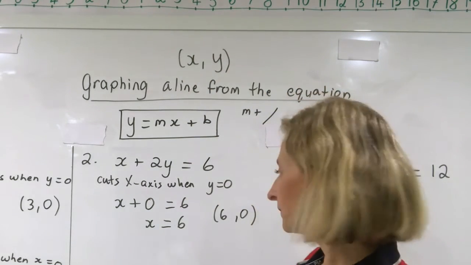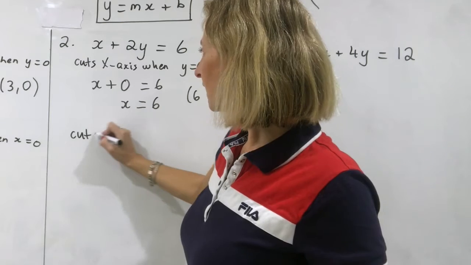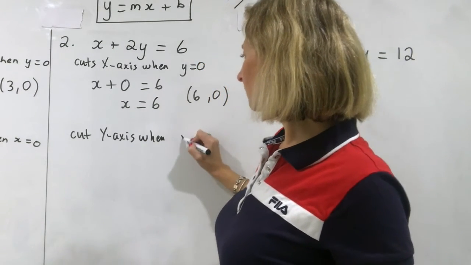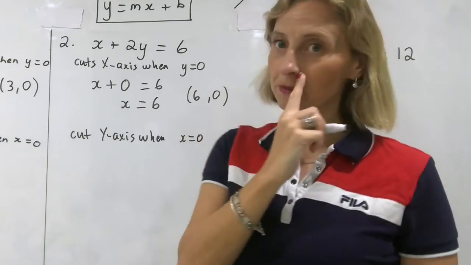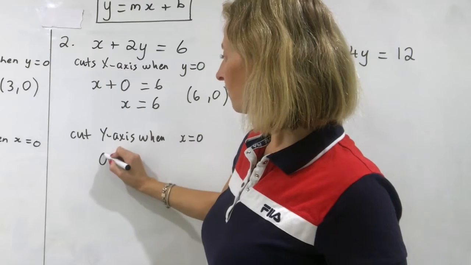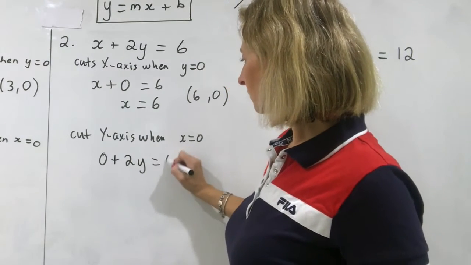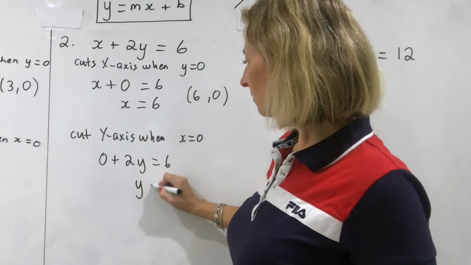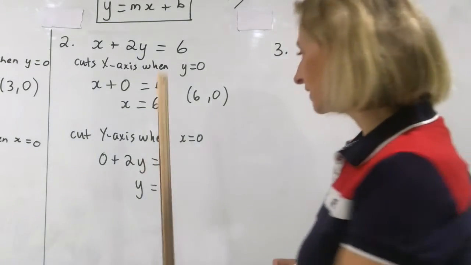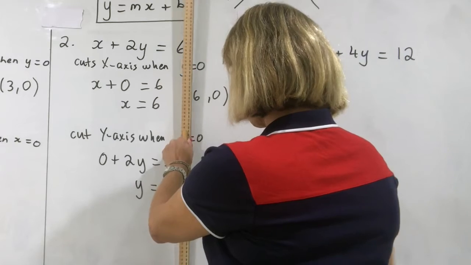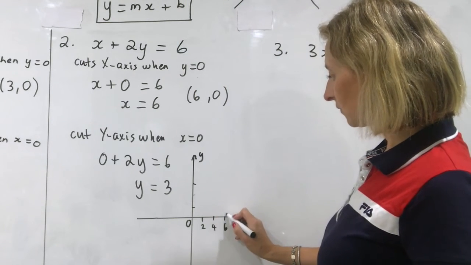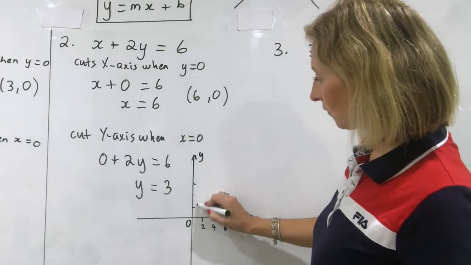Don't forget that. And this line is going to cut the y-axis when x equals 0. And remember, that's our rule number 9 and 10. And now I'm going to put x equals 0 into my formula. So 2y equals 6, divide both sides by 2, so y equals 3, and then I can just plot the 2 points and join the dots. So x can equal 6, and y can equal 3.